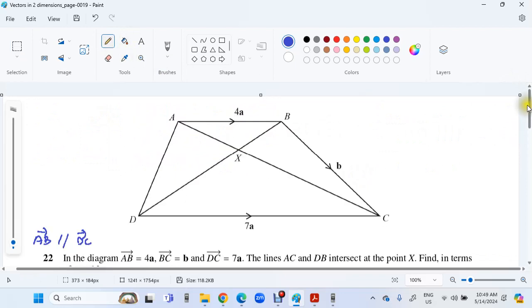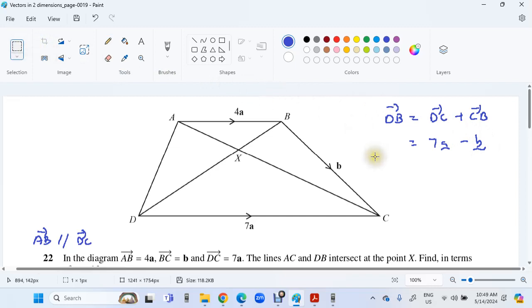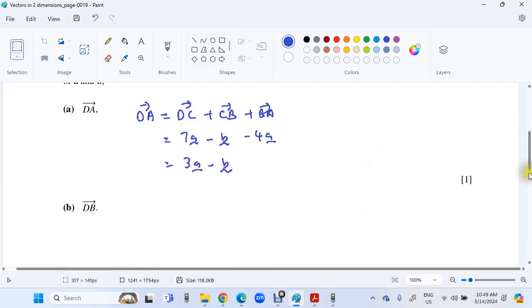Next, we want to find DB. DB is from D to B. Then it will be DC plus CB, so it's 7a minus b. So this will be DB.